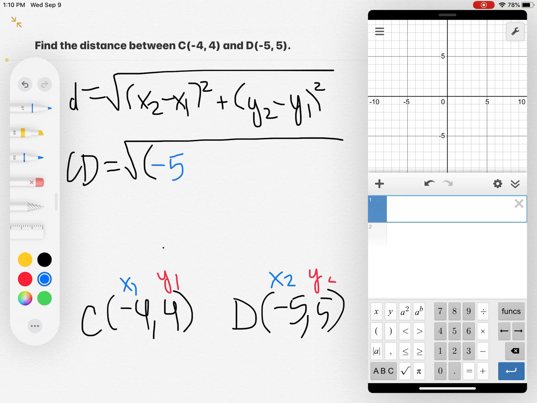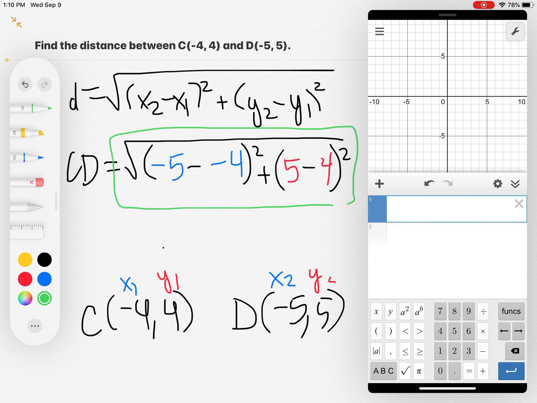x2 is -5, minus x1 is -4, parentheses squared, plus sign. y2 is 5, minus y1 is 4, parentheses squared. We could do some work by hand. I will tell you this answer is a little gnarly. Let's do it in Desmos instead.